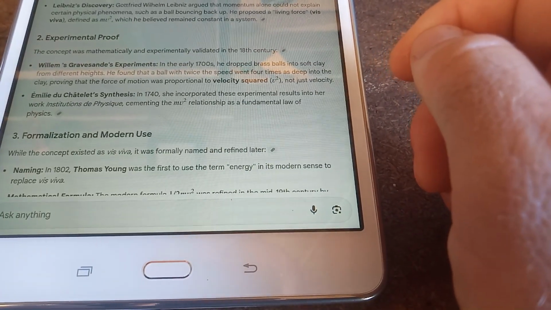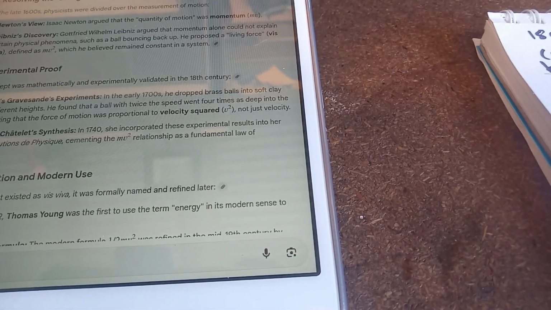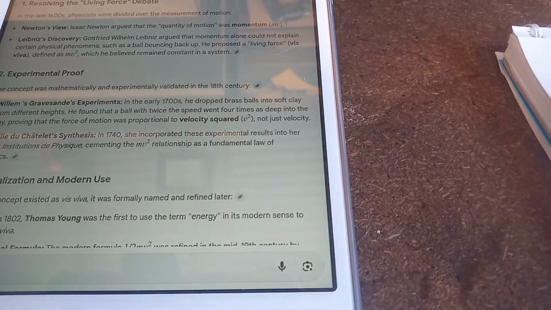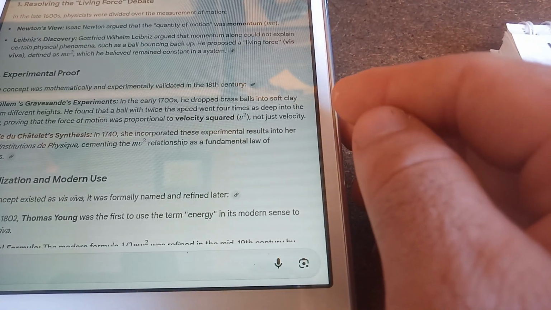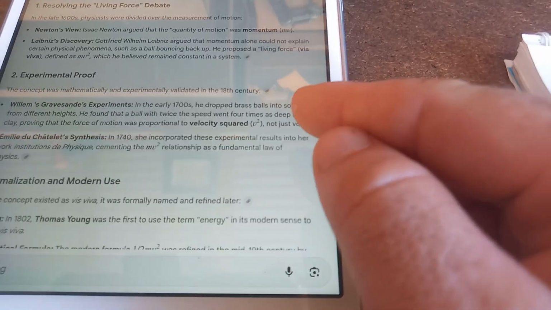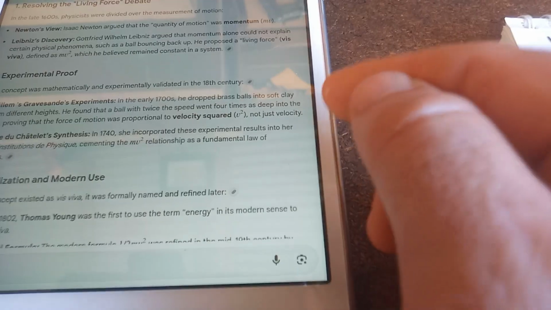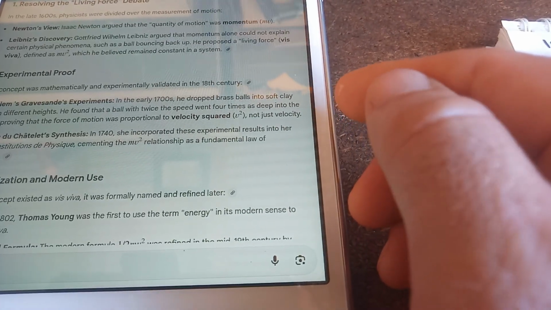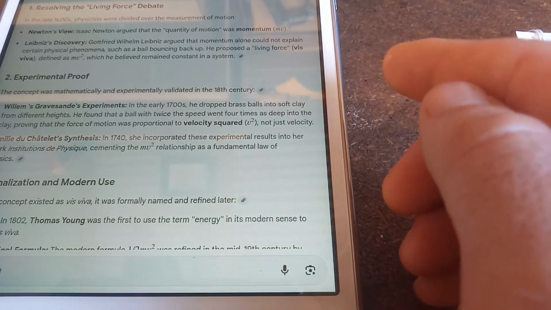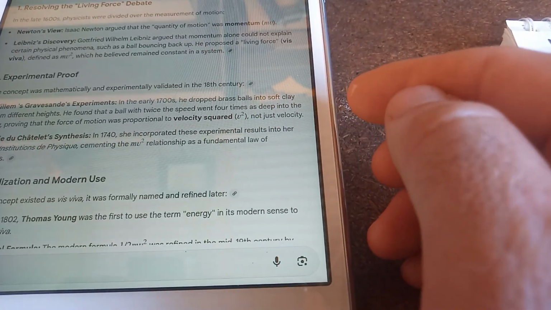William Gravesande's experiments in the early 1700s were that he dropped brass balls into soft clay from different heights, and he found that a ball with twice the speed went 4 times as deep into the clay, proving that the force of motion was proportional to velocity squared, not just velocity. So if he got the balls going faster, they penetrated 4 times as much, right? They went 4 times as deep into the clay.